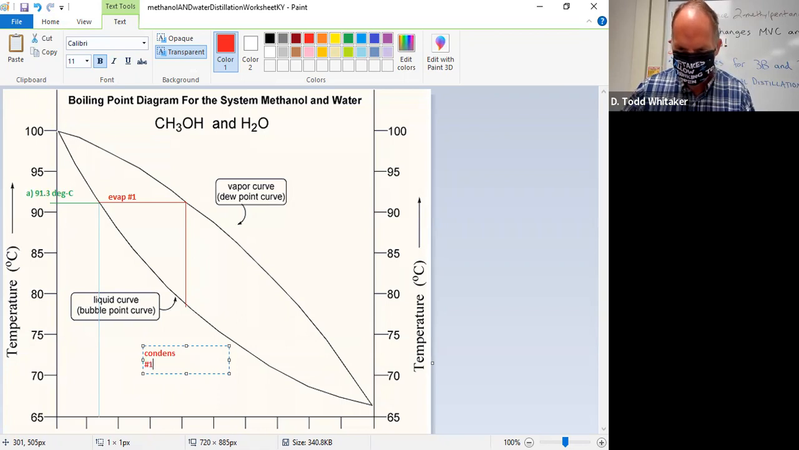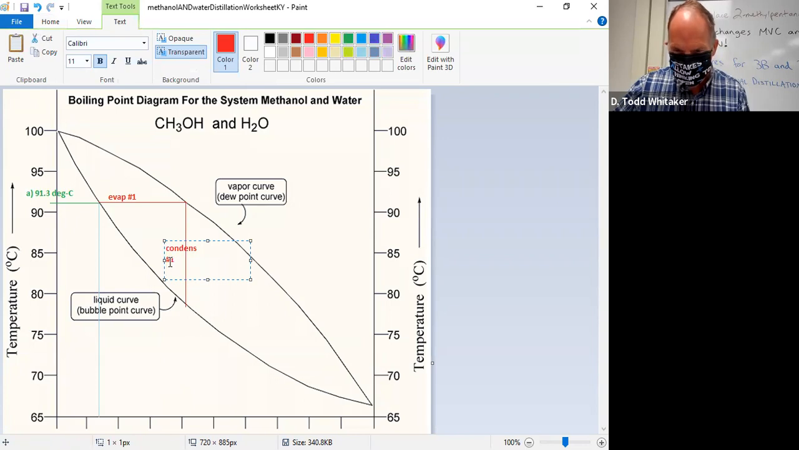I can't move stuff on this thing. Control X. Got to be about right there. Does that work for you?